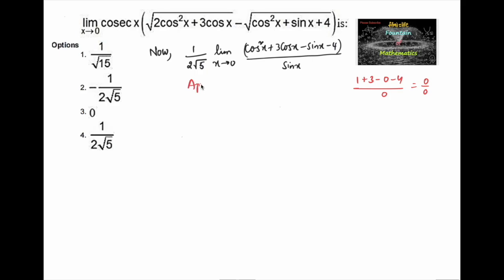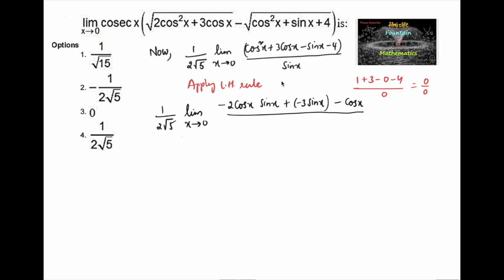Let's apply L'Hospital rule, so that we can differentiate numerator and denominator separately. So we'll get 1 upon 2 root 5, limit x tends to 0, differentiation of cos square x is 2 cos x into differentiation of cos, which is minus sin x, plus 3 times differentiation of cos, which is minus sin x, and minus differentiation of sin x, which is cos x, and differentiation of constant is 0, and divided with the differentiation of sin x, which is cos x.